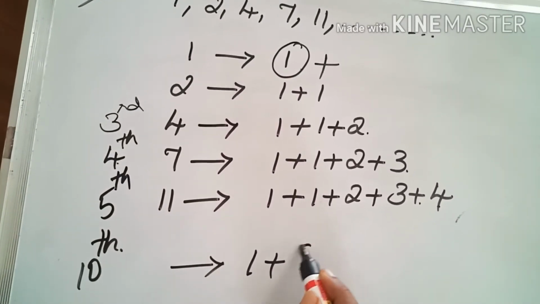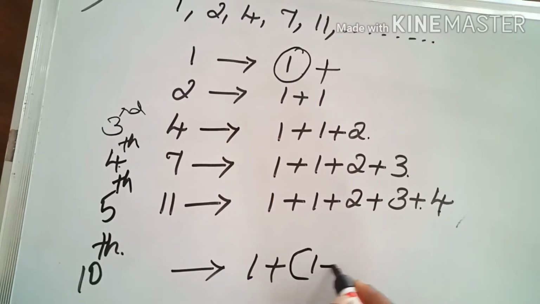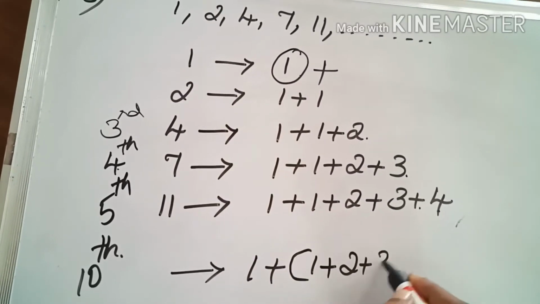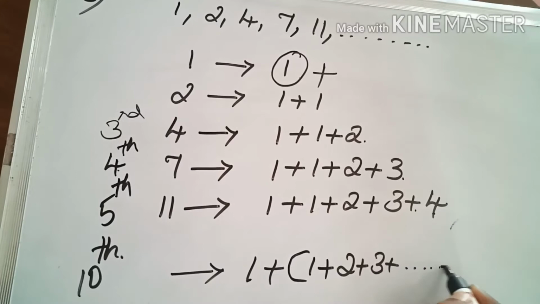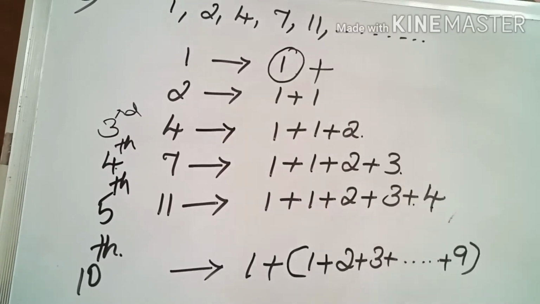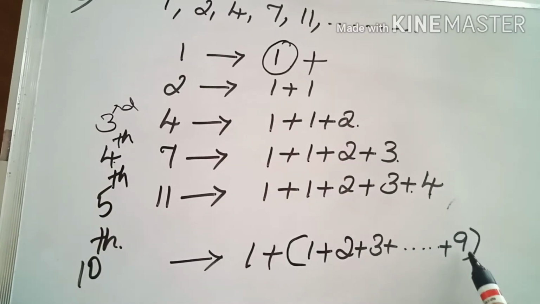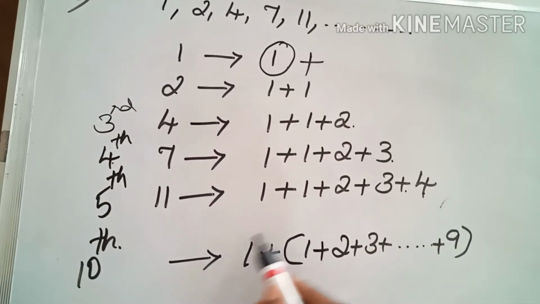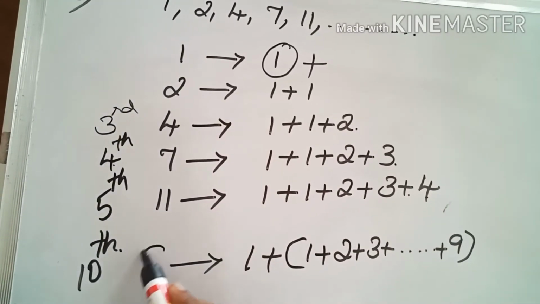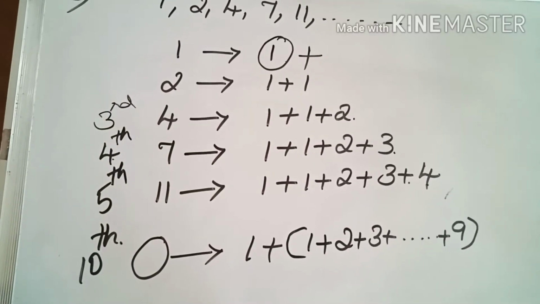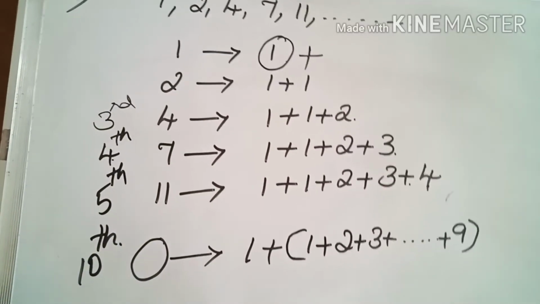1 plus natural numbers, up to what? 1 plus 2 plus 3 plus up to 9 numbers we have to add. Up to 9. The 10th line means up to 9 we have to add. Then we will get the 10th line's first number.